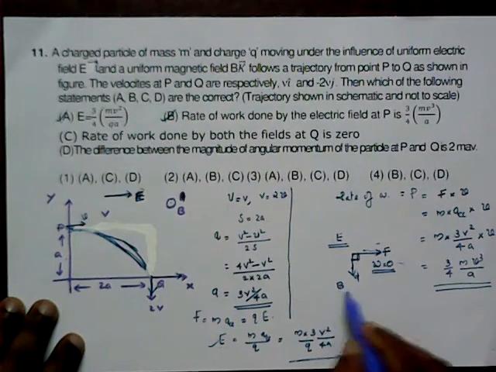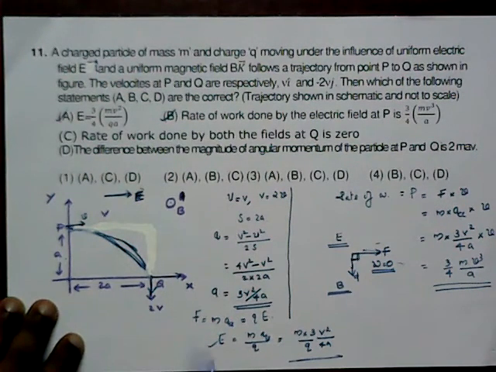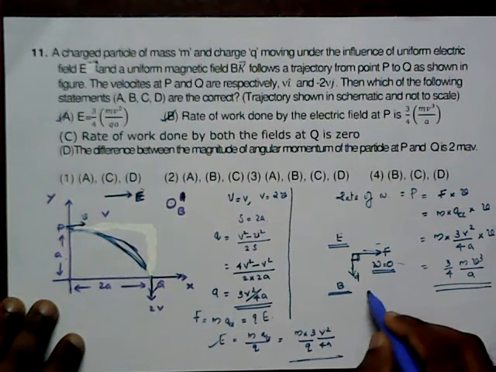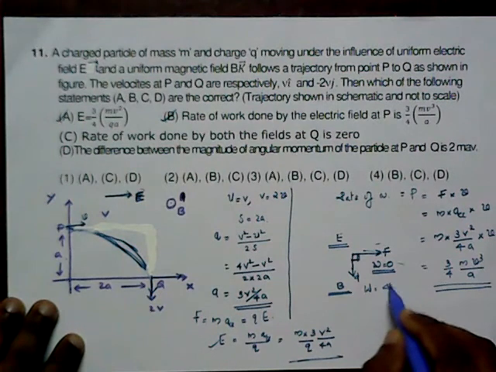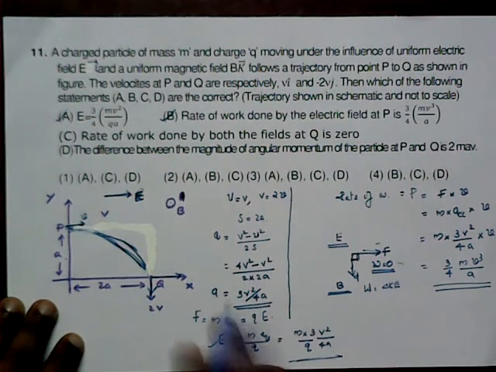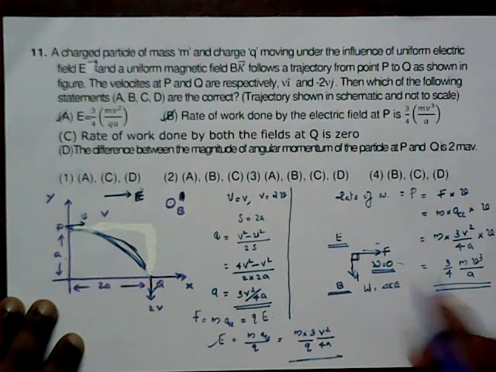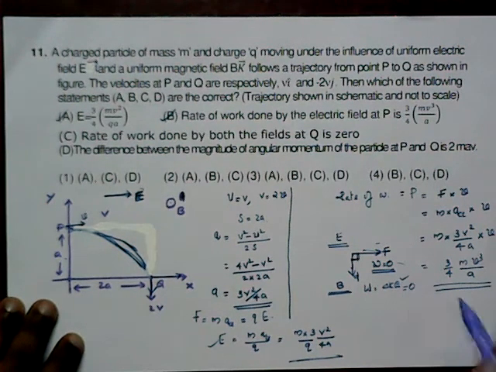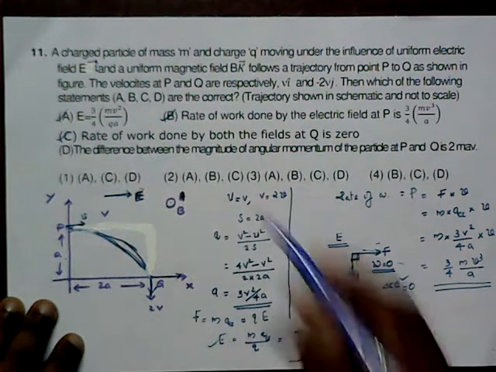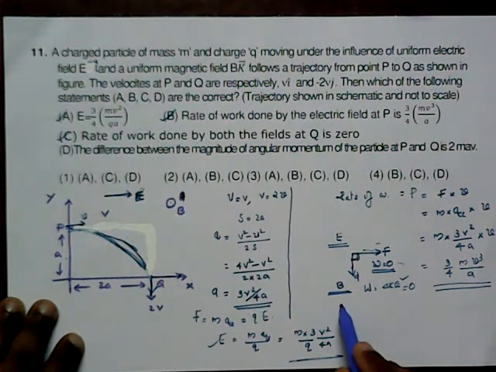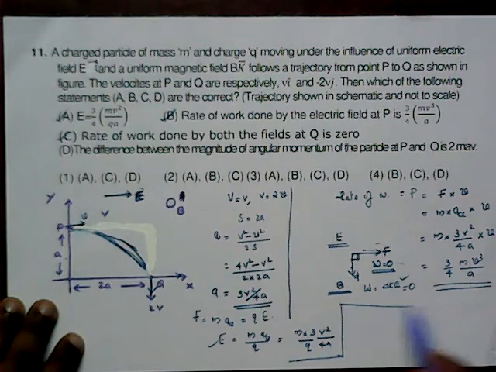Then what is the contribution from the magnetic field? It is a circular path. The work done is equal to the change in kinetic energy. There is no change in kinetic energy because of the magnetic field, and hence the work done is also 0. So choice C is also correct. But we have to think about one more concept.